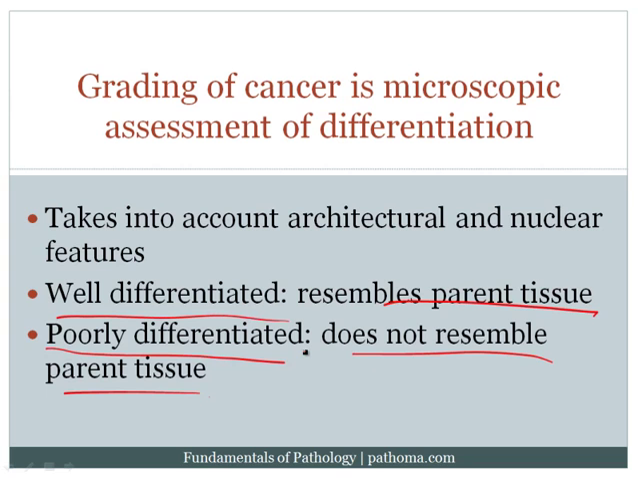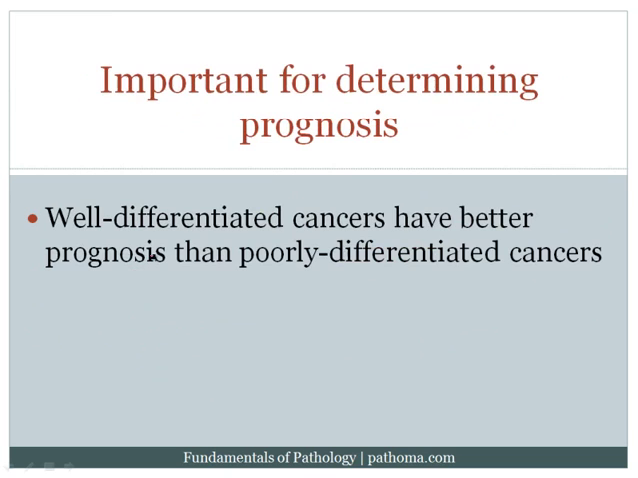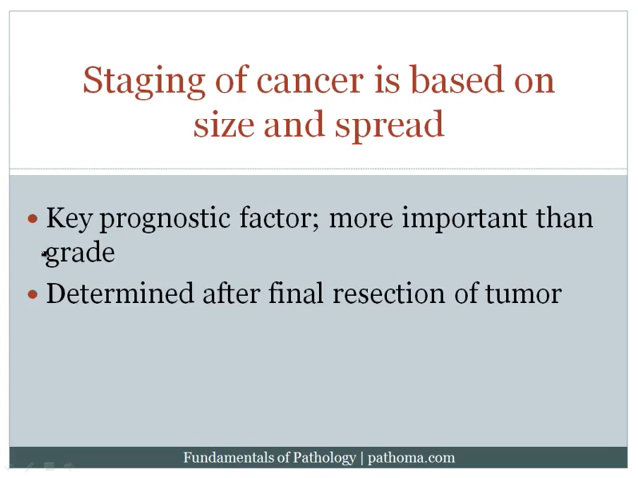How do we determine differentiation? Well, we look at the architecture of the cells and ask, does the architecture resemble the normal architecture of that tissue? And then we also look at the nuclear features, like, for example, the mitotic activity. Again, as I've mentioned, grading is important for determining prognosis. The better differentiated a tumor or a cancer is, the better the prognosis. So a well-differentiated cancer has a good prognosis. A poorly differentiated cancer has a poor prognosis.